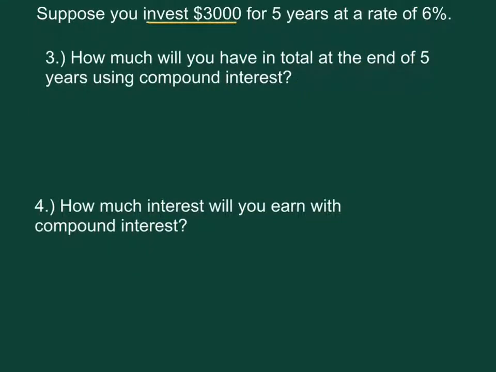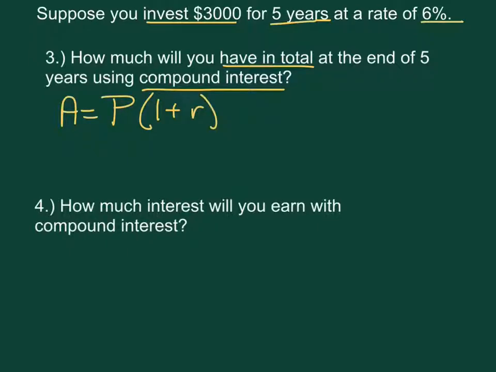Suppose you invest $3,000 for 5 years at a rate of 6%. How much will you have in total using compound interest? So that tells us we're going to need the formula A equals principal times 1 plus your rate to the t power. So let's make sure we identify all the pieces. 3,000 is your principal, your time is 5, and your rate is 0.06. Remember, you need to change it to decimal form.